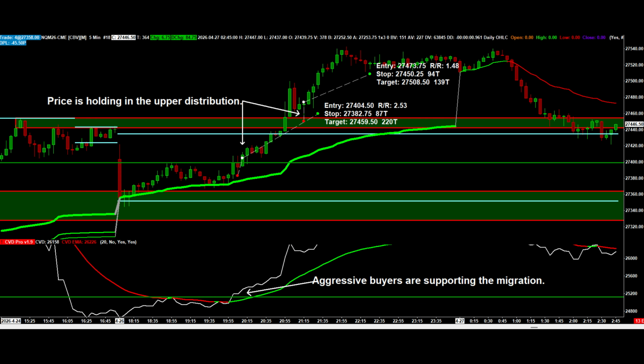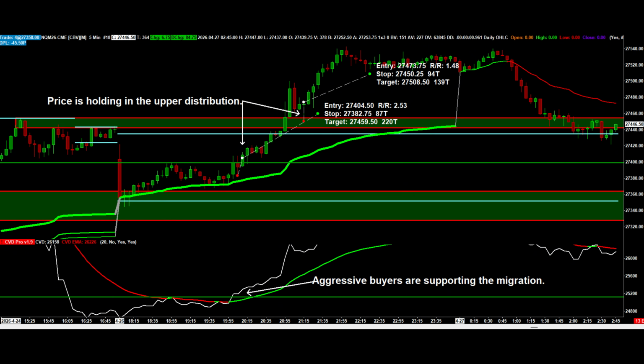Remember, invalidation is structural. If price begins accepting back below the migration area, the long idea is wrong. The target is not random. The target is the next logical magnet: prior excess, a high volume area, an unfinished auction, or the next structural liquidity zone.